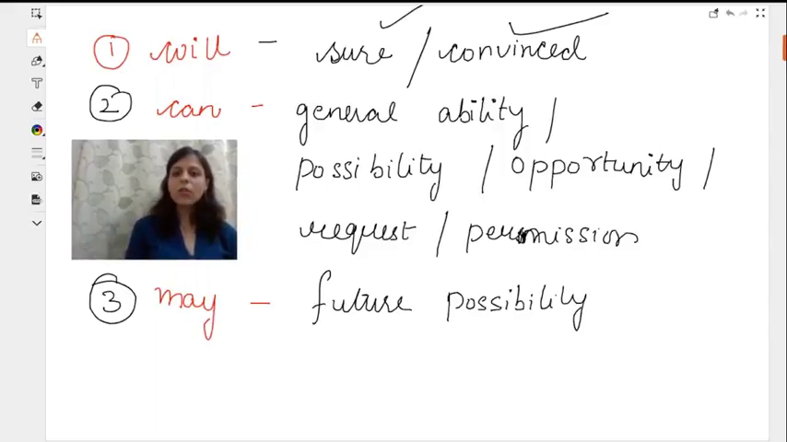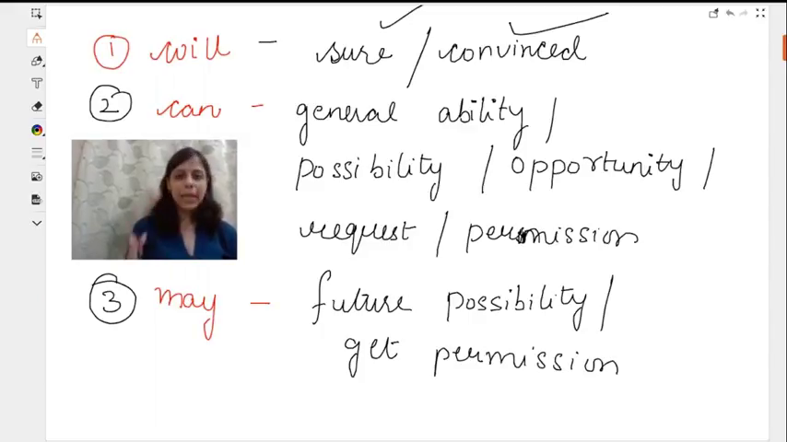I use the word may when I have a future possibility, or maybe I have to get permission. So I use the modal that's may. A very simple case: when I'm very sure, when I am convinced, I use the modal will. I will do it.